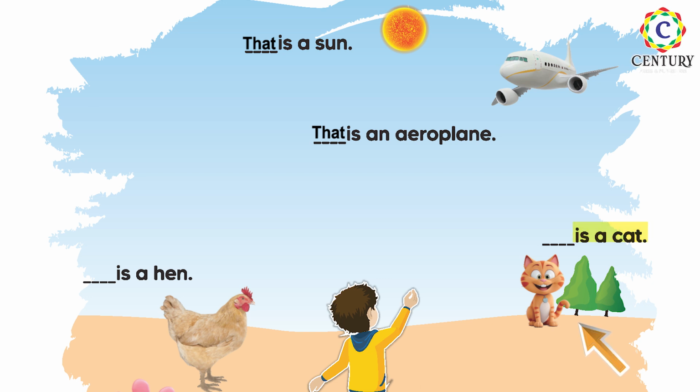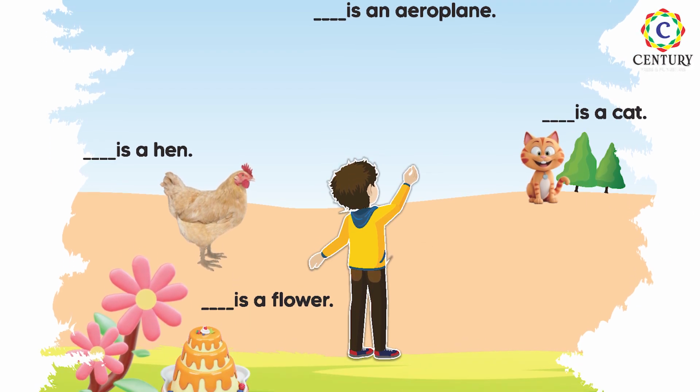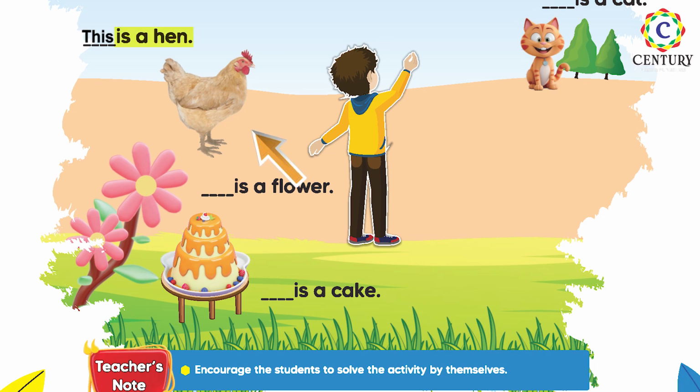So here we will use the word that. That is a cat. And he can say that this is a hen, because the hen is very near this boy. This is a flower, because flower is quite near. Okay, now tell me, who will tell me which word is used with cake? Yes, this is a cake, because the boy is standing near to the cake. So here we will use the word this.